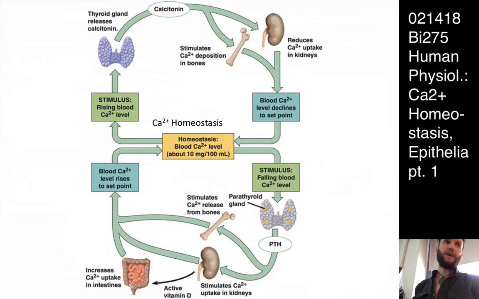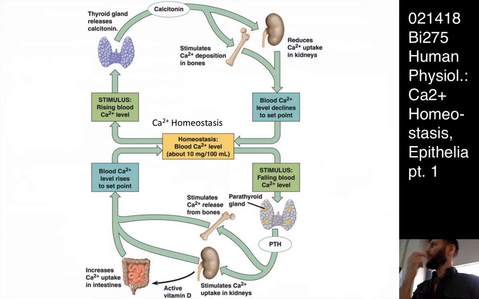What cells are going to be affected in the bones if we're releasing calcium? What were the names of the players, even if you can't remember what they did? There was osteoblasts and osteoclasts. Osteoblasts build bone, and osteoclasts corrode bone, right?